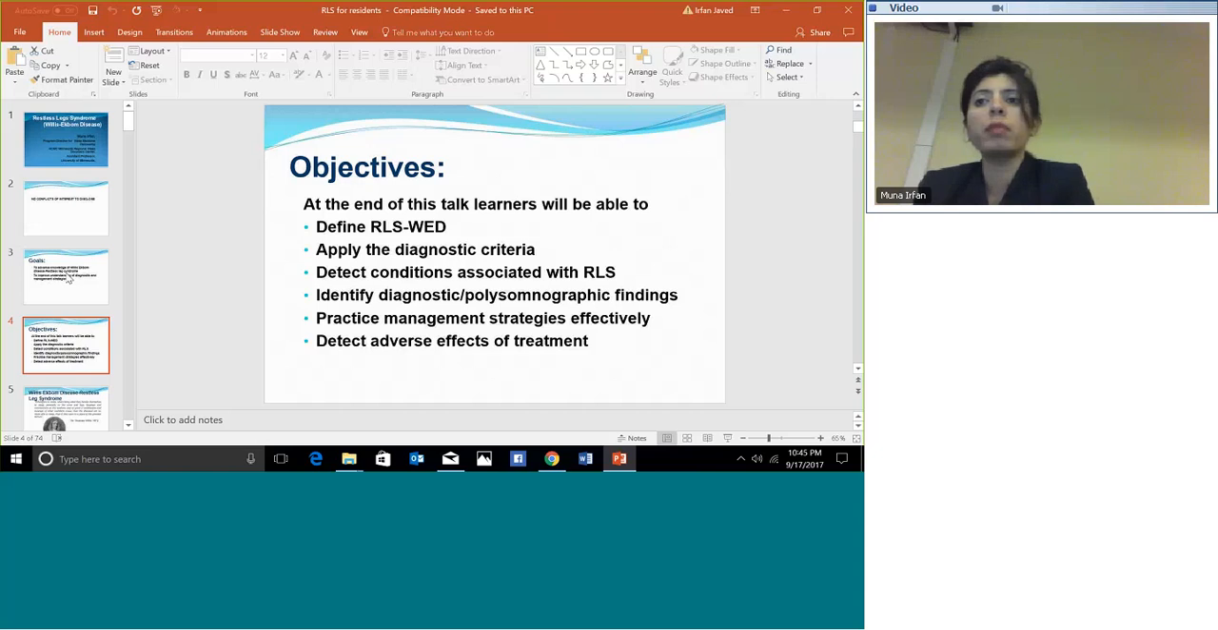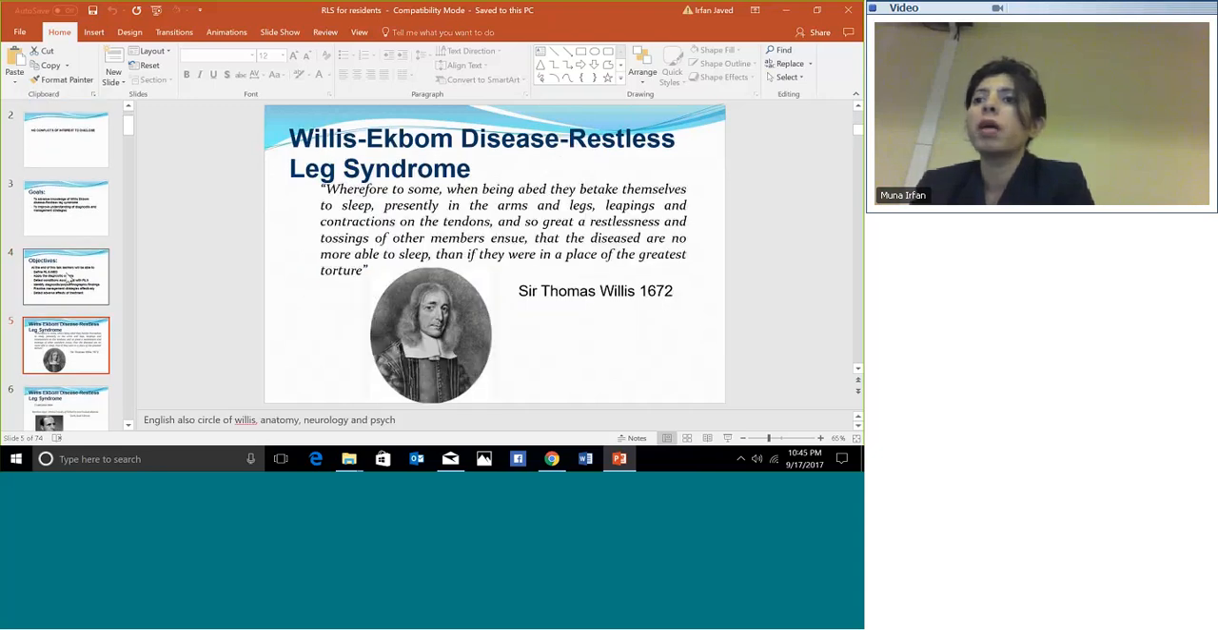I think for those of you who might be interested in pursuing sleep medicine as a course, it's more relevant to them. But even in your general practice, even if you're seeing patients otherwise, it will come in handy. And of course, the main objective is to apply the practice management strategies effectively and to be able to know the adverse effects of treatment.